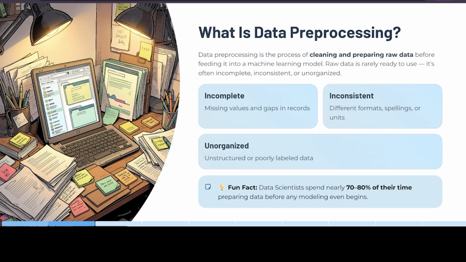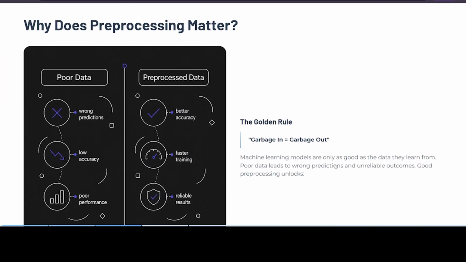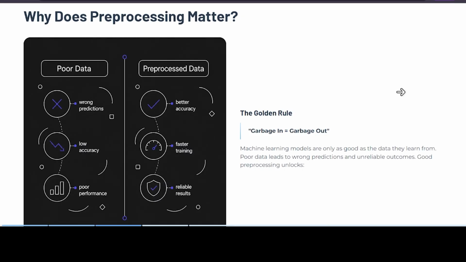So why is this concept very important in today's environment? There is a famous saying in machine learning: garbage in, garbage out. This is a famous saying in machine learning. I'll give one example. Wait, I'll move to the next one. So here the golden rule is garbage in, garbage out.